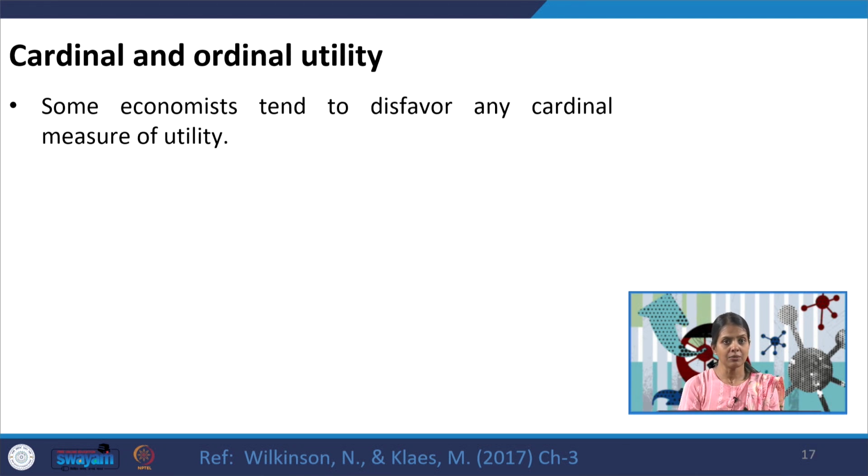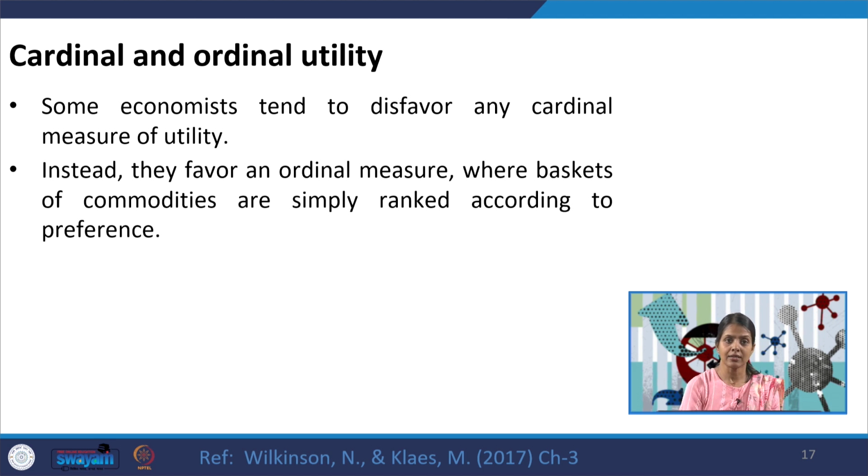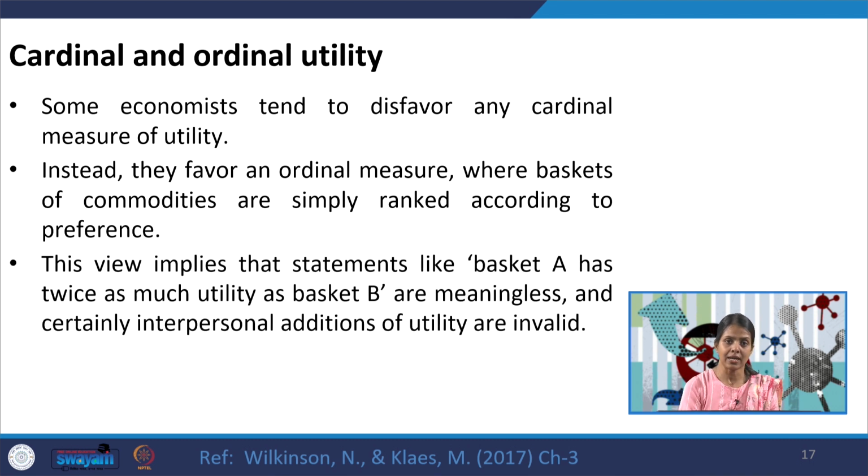Some economists tend to disfavor any cardinal measure of utility. They do not prefer use of numbers in measuring utility. So, the cardinal approach to measure utility is not much encouraged or preferred. Instead, they favor an ordinal measure where baskets of commodities are simply ranked according to preference. That is also what we mentioned a few minutes ago. This view implies that statements like basket A has twice as much utility as basket B are meaningless, and certainly interpersonal additions of utility are invalid.